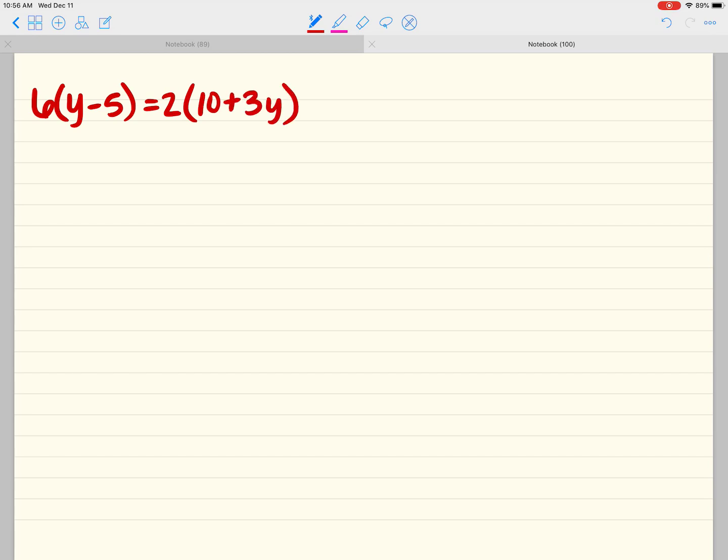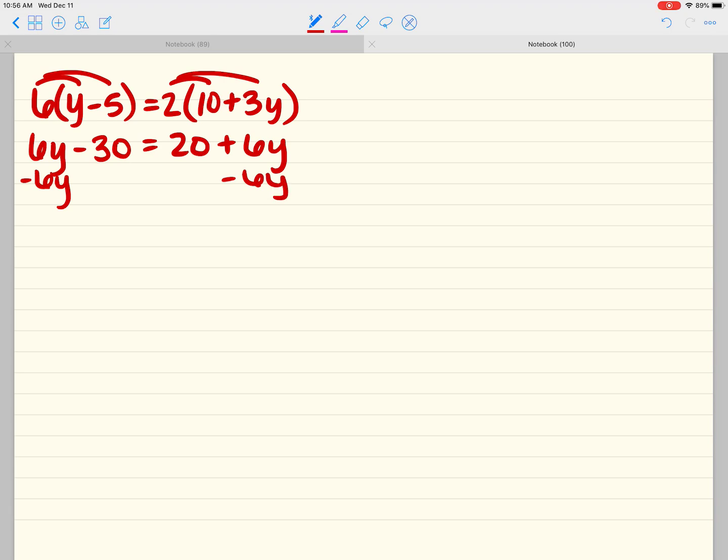Distribute. Okay, distribute what, Stone? 6 and y and 6. What would that give me? 6y and negative 30. Okay. What else? You would distribute 2 and 10 and get 20. Okay. Right, can somebody else tell me what my next step would be? Sai? Minus 6y. All right. Good, because there's no like terms, so I'm going to move variables.